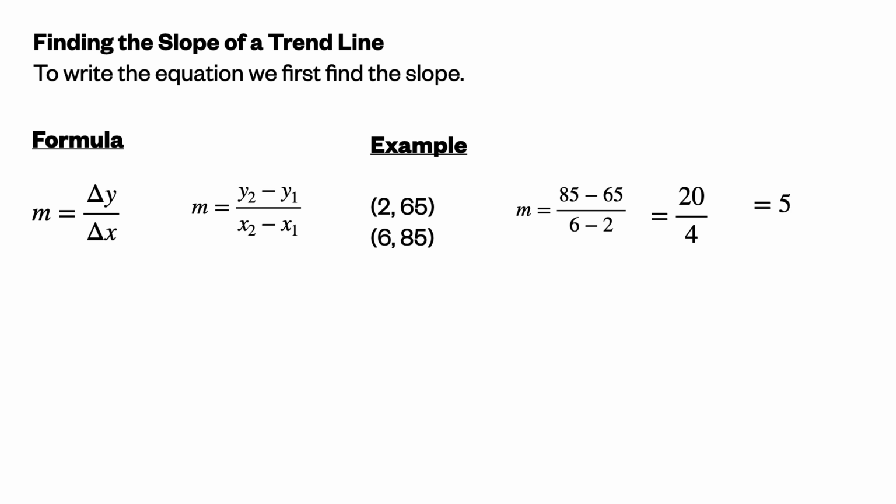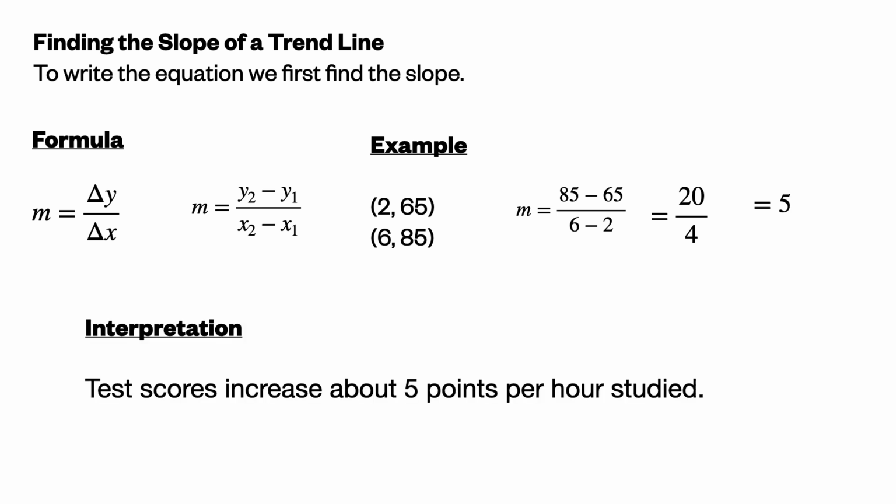In the context of our students who are studying for a test, what this means is that we expect their test scores to increase by about 5 points for every hour that they study. So that's one of the things that we need to find in order to write our linear equation, the slope.